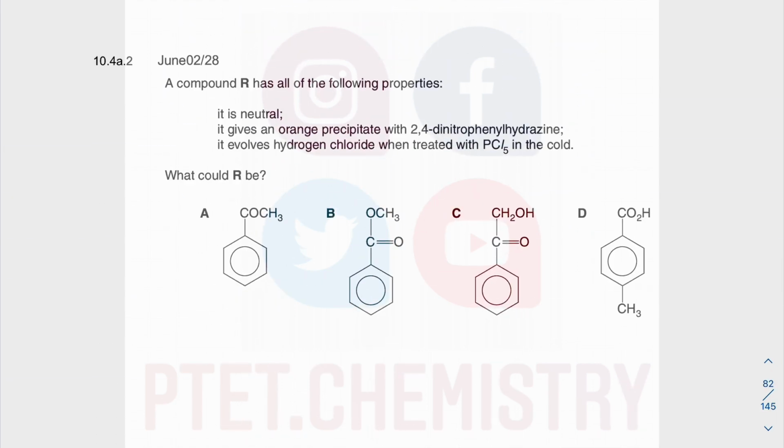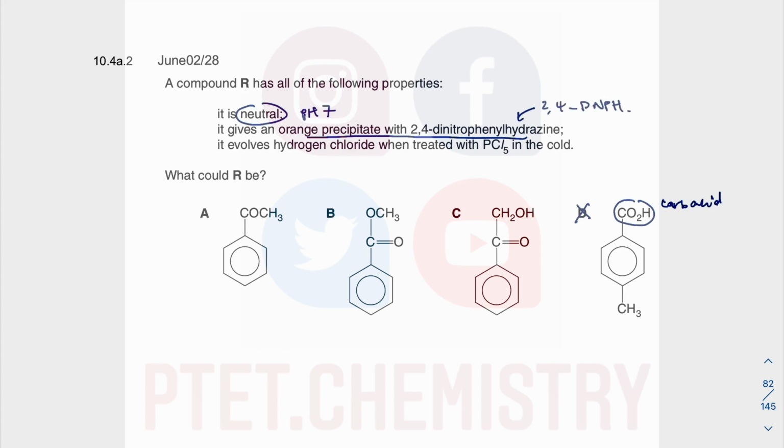So, what can we say? So this compound R is neutral in this sense that the pH is pH 7. We have a carboxylic acid here, which is acidic, so I can cross out D. You give an orange PPT with 2,4-DNPH. This is short form 2,4-DNPH.